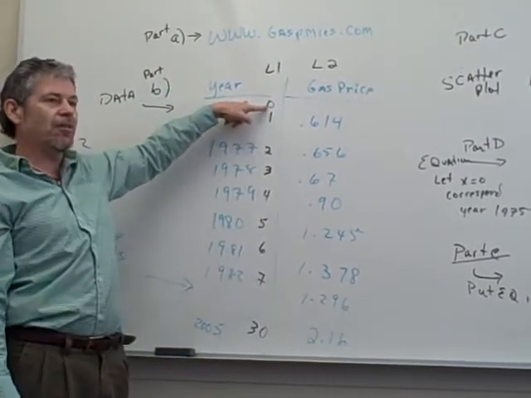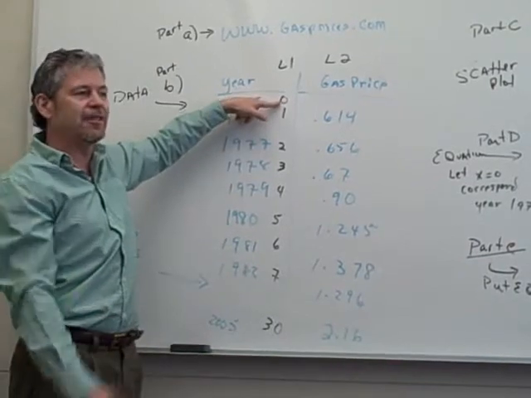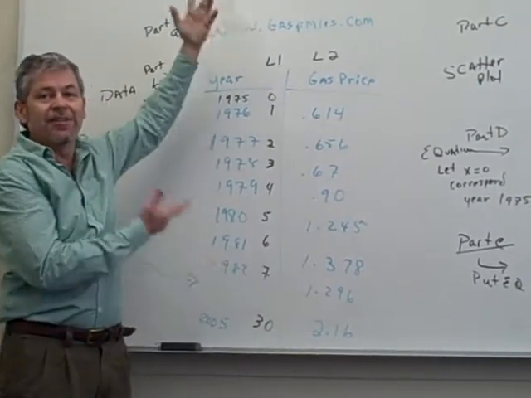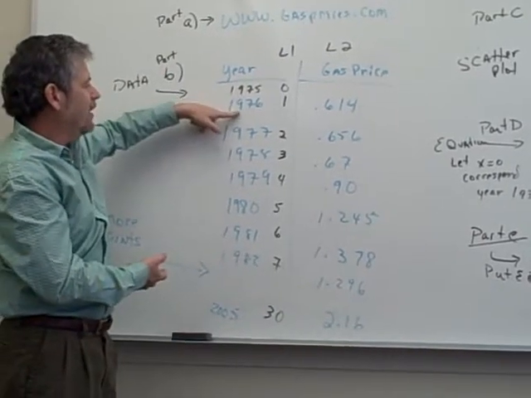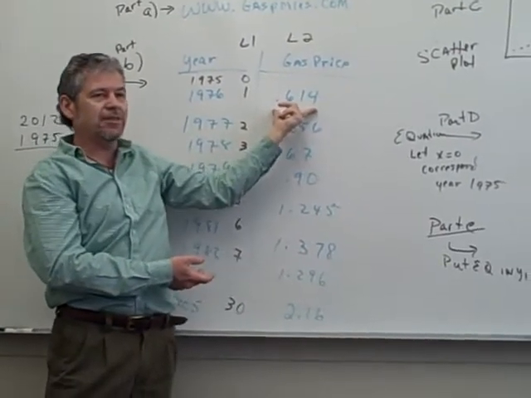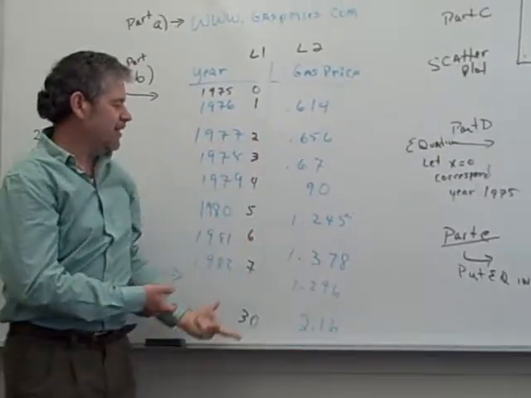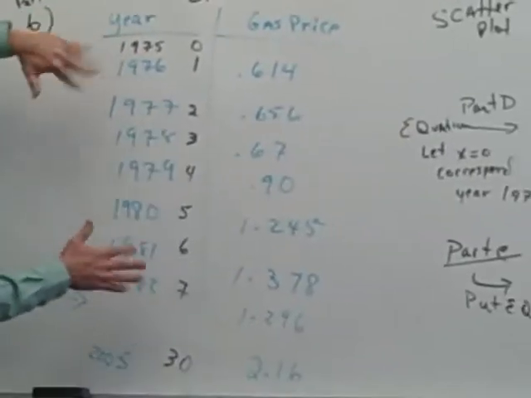1975 is going to be my starting point. Why? I don't know. I just picked it. But you could go back if you want, way back. It doesn't matter. You just want some data. So 1976, the gas prices were 61 cents, 0.614, et cetera, et cetera. You see the data on the board?